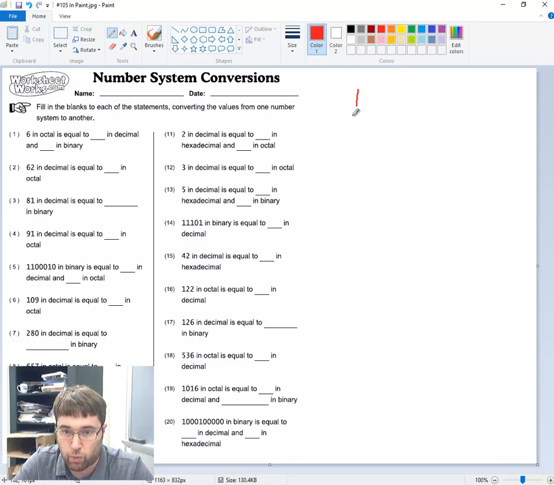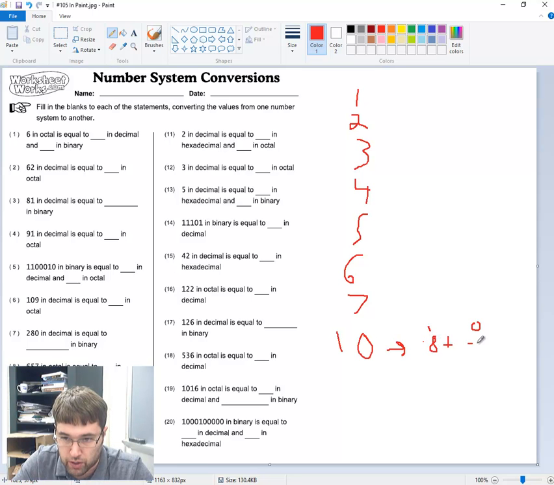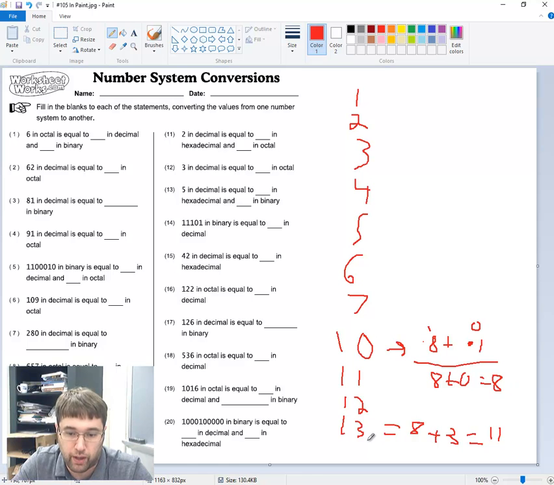So if I count in octal, I go 1, 2, 3, 4, 5, 6, 7, 10, because 10 is 1 times 8 plus 0 times 1, which equals 8, because we're in octal. So the next digit is worth 8. 9 would then be 11, 12, 13 would equal 8 plus 3. 8 times 1, 3 times 1, 3, which is 11. Again, that's 13 in octal is 11 in base 10, your normal counting.